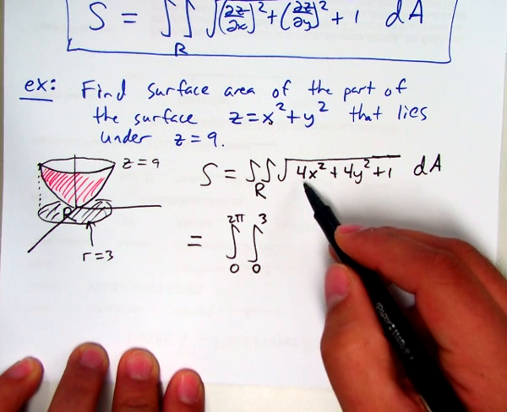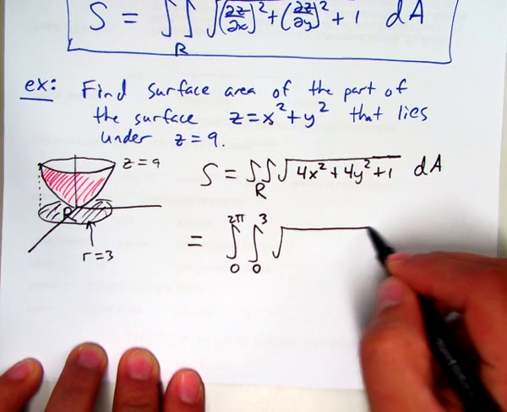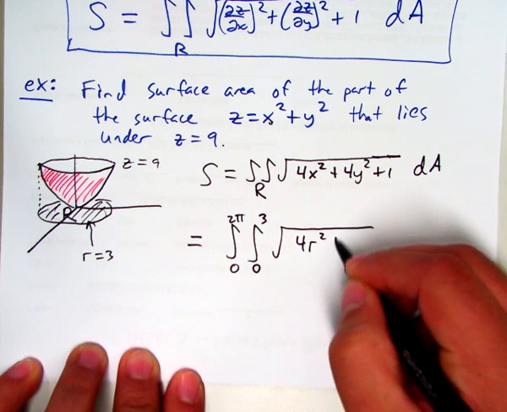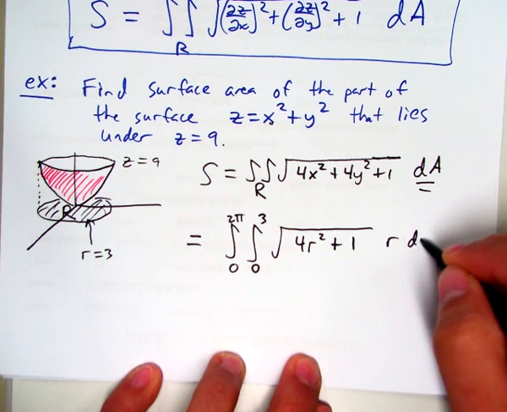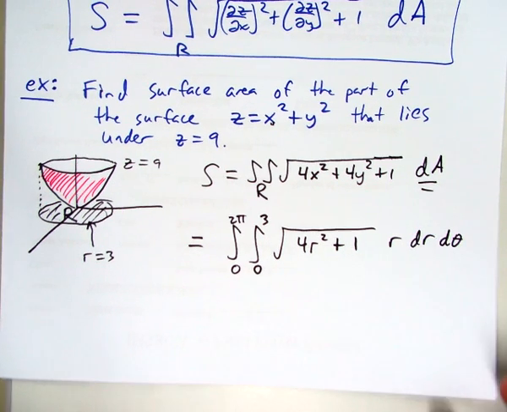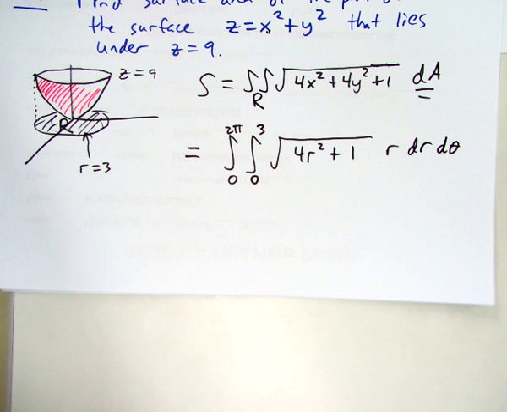And let's switch this out. What's 4x squared plus 4y squared going to be? 4r squared plus 1. And now dA is r dr d theta. Why don't you guys finish this?